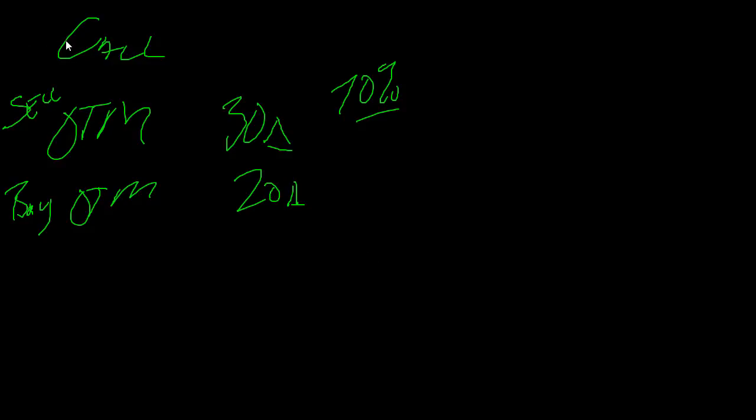Now, if I'm doing this with a put, okay, on the put side, the only thing that changes here is this is going to be negative deltas. So I'm going to be out of the money to set up these trades. Everyone kind of understand those rules? Does that kind of make sense to you?